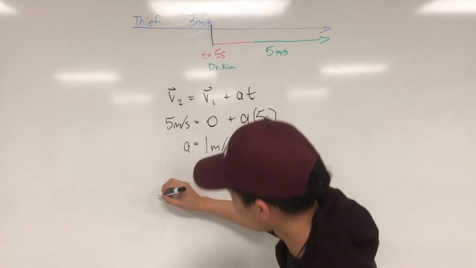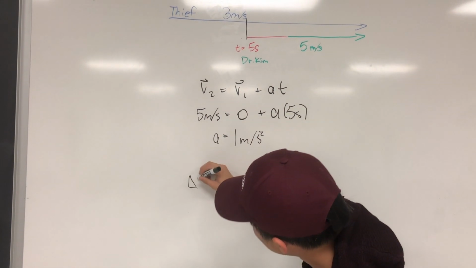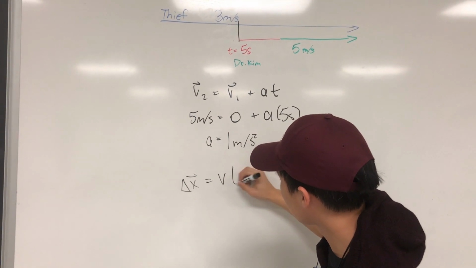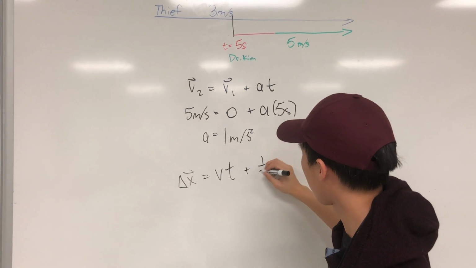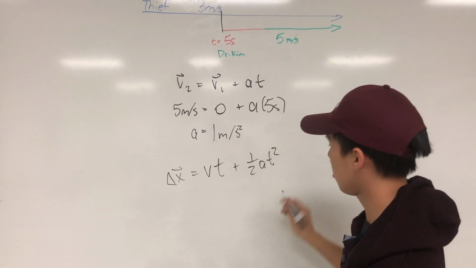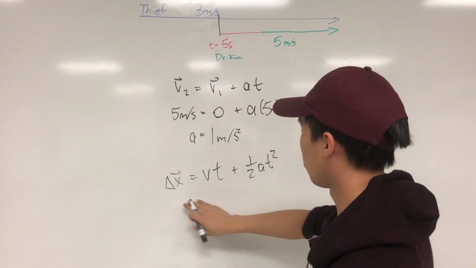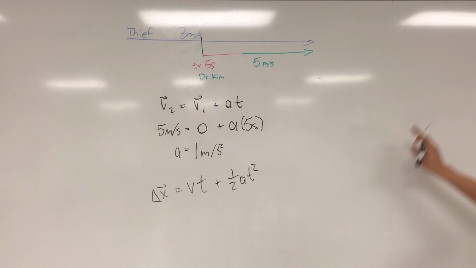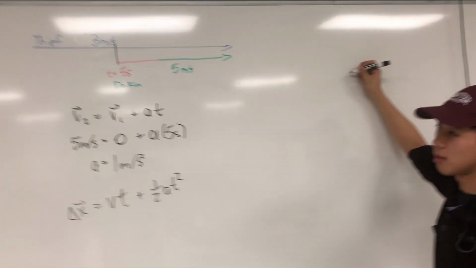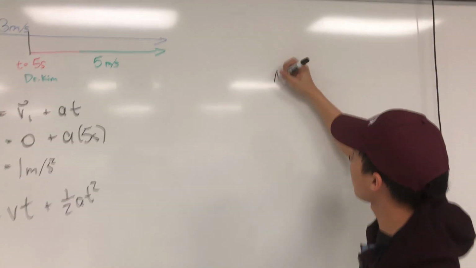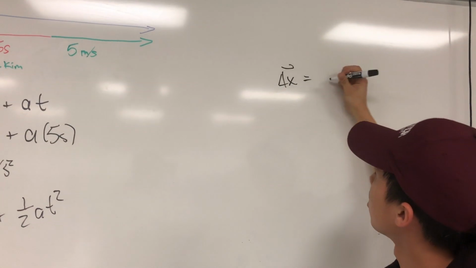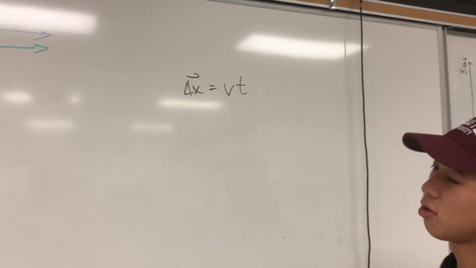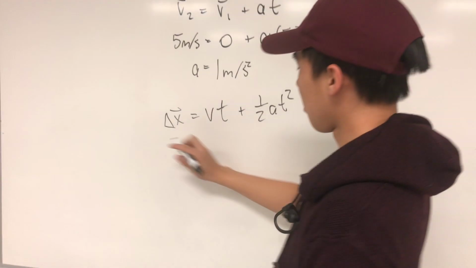So we can solve for delta x using the formula v times time plus 1/2 acceleration times time squared. However, we still don't know delta x and time, so we need to know the formula for the thief. The formula for the thief would be delta x equals velocity times time. So to reiterate, this one is Dr. Kim.